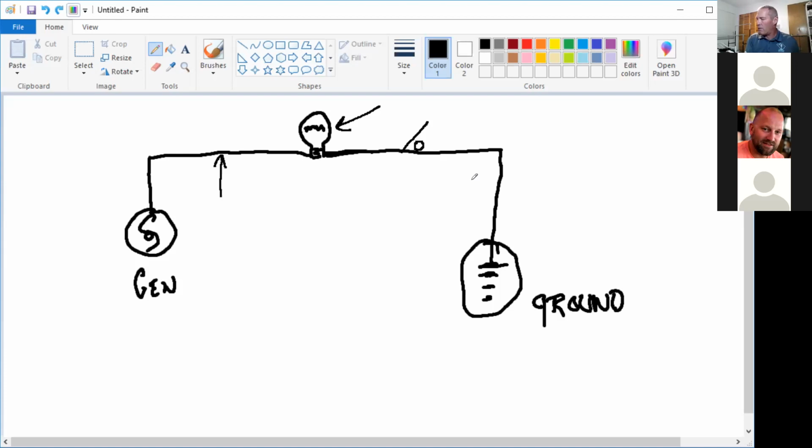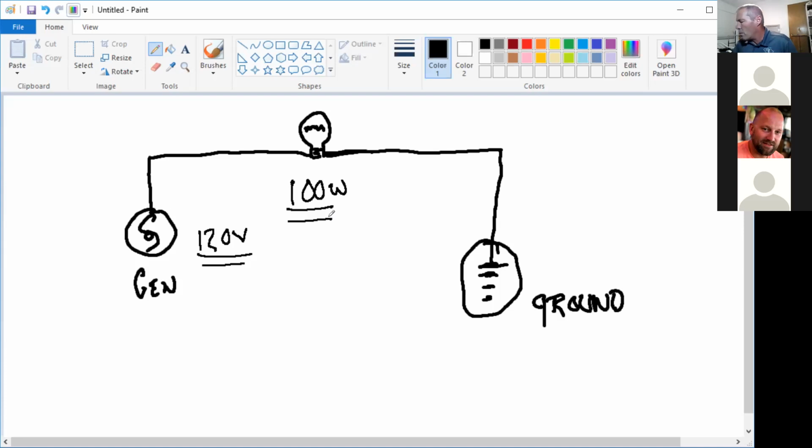Now we'll talk current flow. And this actually kind of bounces back to the math problems that we had before. My light is a 100 watt light. And my generator is generating at 120 volts. With my complete circuit, how many amps are flowing on my circuit?